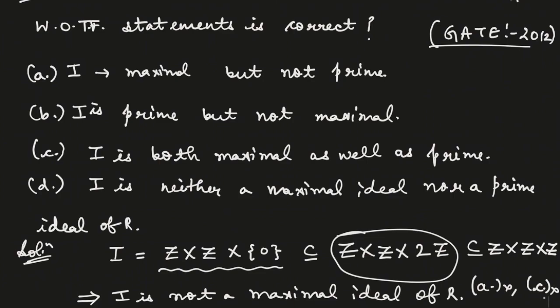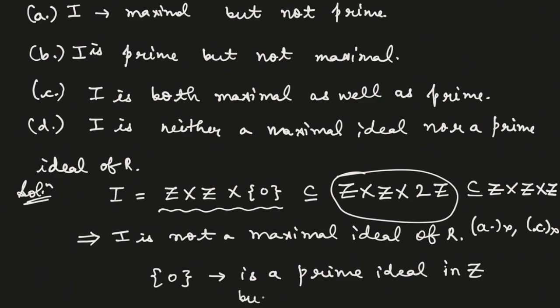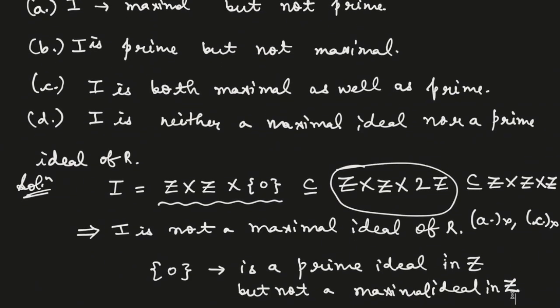Now to check prime ideal. प्राइम आइडियल के लिए तो सिंपल लॉजिक देख सकते हैं. एक ही मैंने बताया था कि सिंगलटन जीरो इज अ प्राइम आइडियल. बताया था ना मैंने. बेसिकली दिस इज अ प्राइम आइडियल in Z but not a maximal ideal. ठीक है. So answer will be option B.